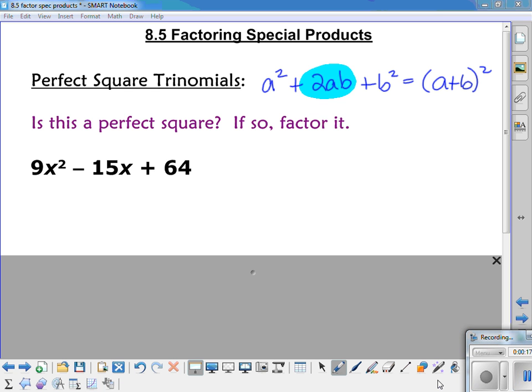So what we mainly need to look at is the middle term. That's going to help us figure out whether or not it's a perfect square trinomial. So let's take a look at our first example. We've got 9x squared minus 15x plus 64.